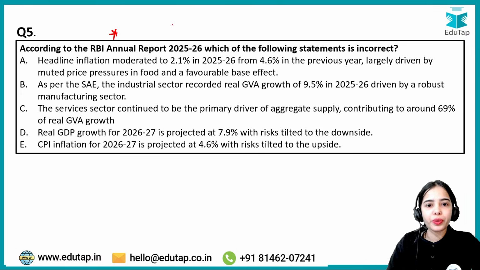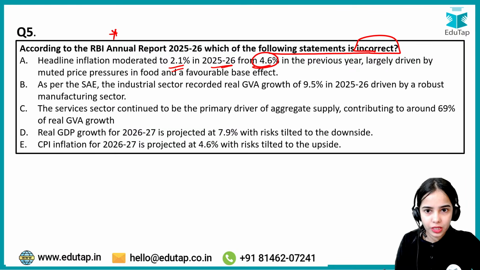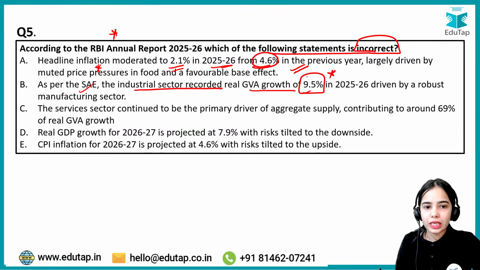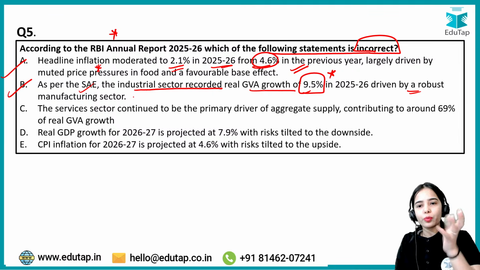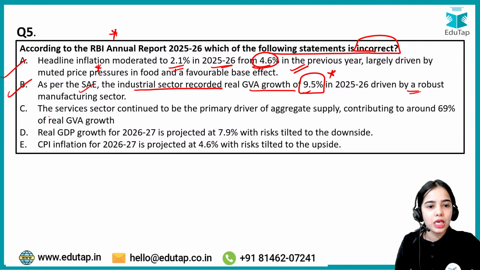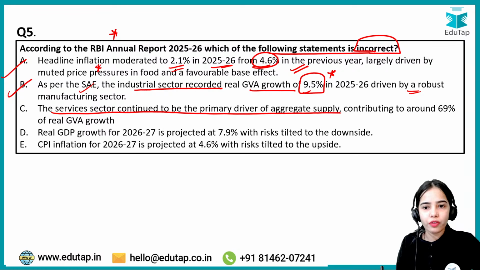According to the RBI Annual Report 2025-26, which of the following statements is incorrect? Headline inflation moderated to 2.1% in 2025-26 from 4.6%, largely driven by muted price pressure in food and favorable base effect. Yes. As per the second advanced estimate, the industrial sector recorded real GVA growth of 9.5%, which was driven by a robust manufacturing sector. Yes, that is also correct. Manufacturing sector, I think, grew by 11.5% or 11.4%. Service sector continued to be the primary driver of aggregate supply, contributing to around 69% of the real GVA growth.